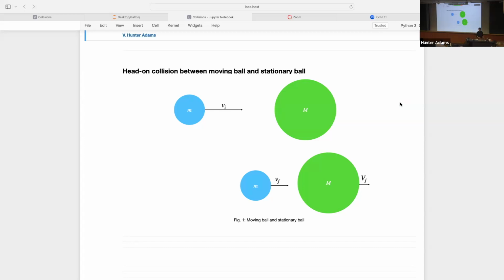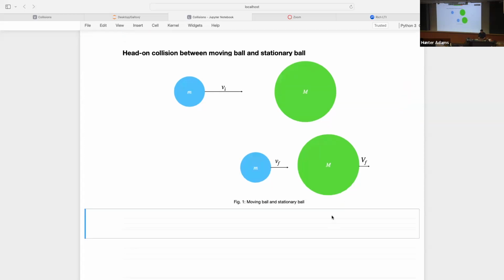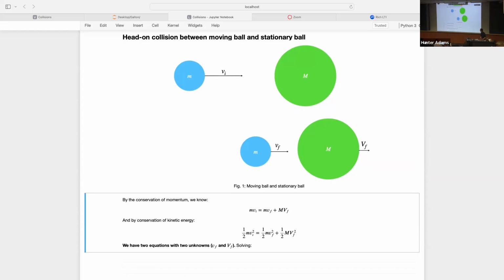And I'll just remind you that the way that we solve a problem like this is, well, there are things that we know here. Our knowns include the masses of the balls. Our knowns include the initial velocity of our ball. And our unknowns are the final velocities of the two balls. And so we have two unknowns. And by conservation of momentum and conservation of energy, we get two equations. And so I'm going to skip the algebra because I don't think it is of tremendous value to go through it. Like I said, it's all on that webpage.